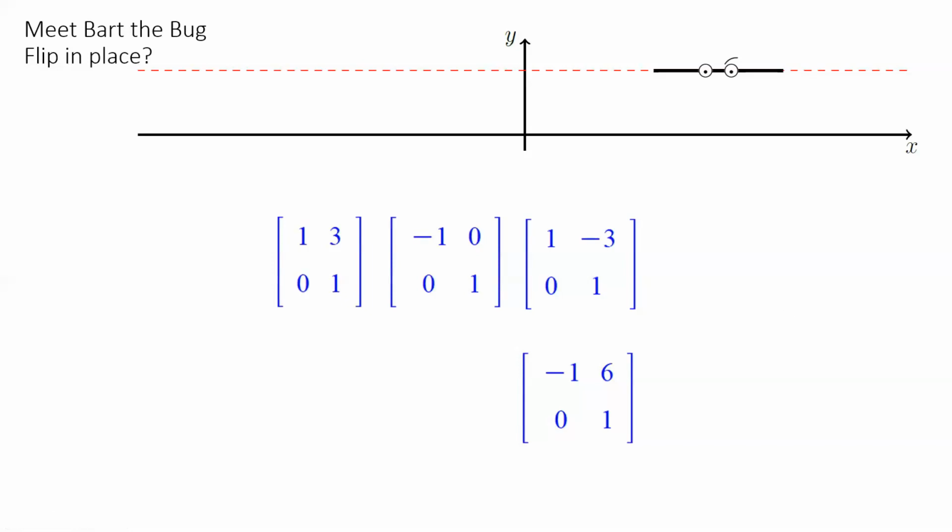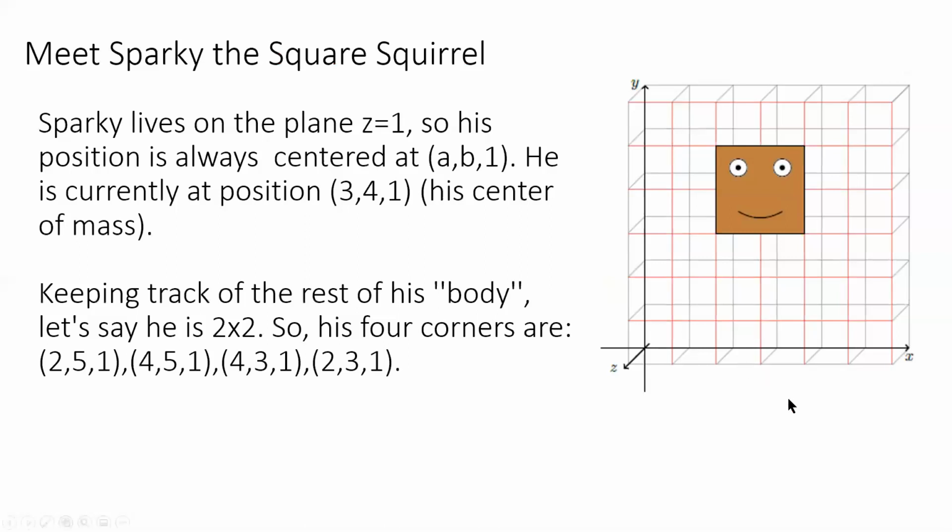Bart the Bug is one-dimensional. What about 2 dimensions? Here is Sparky the Squirrel. He lives on the plane z equals 1 because I'm going to have to do that same embedding thing so I can multiply. His position will always be centered at some a, b, 1, and he's currently at position 3, 4, 1, which is his center of mass.